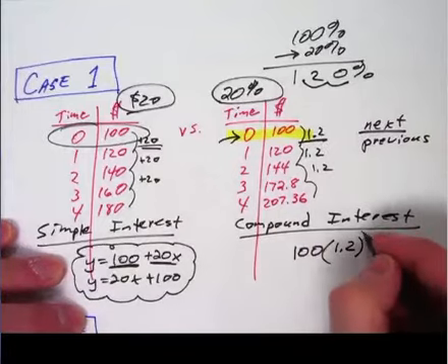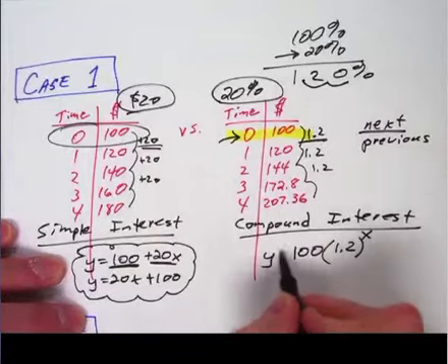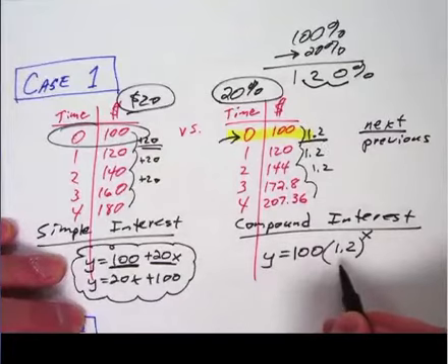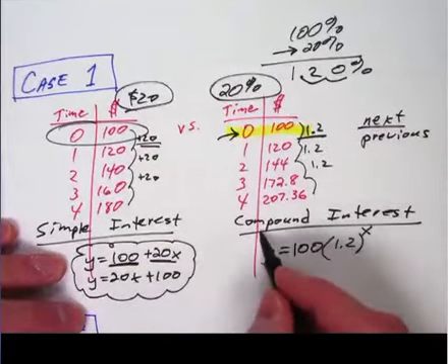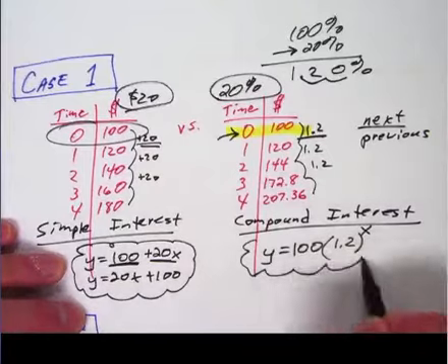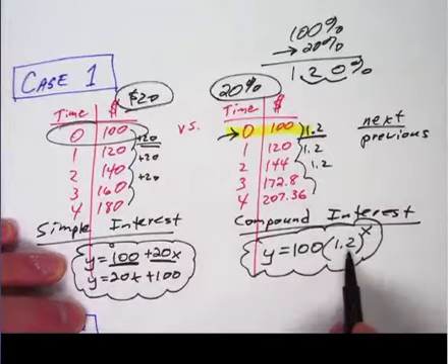And then, to the x power, because it's repeated multiplication. And the definition of repeated multiplication is exponential. And therefore, the equation for this situation would be 100 times 1.2 to the x. And that's showing a 20% growth with that 1.2 number.